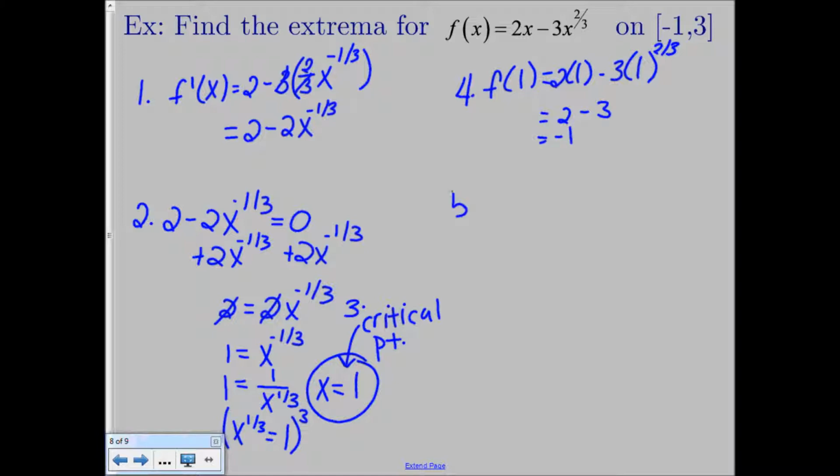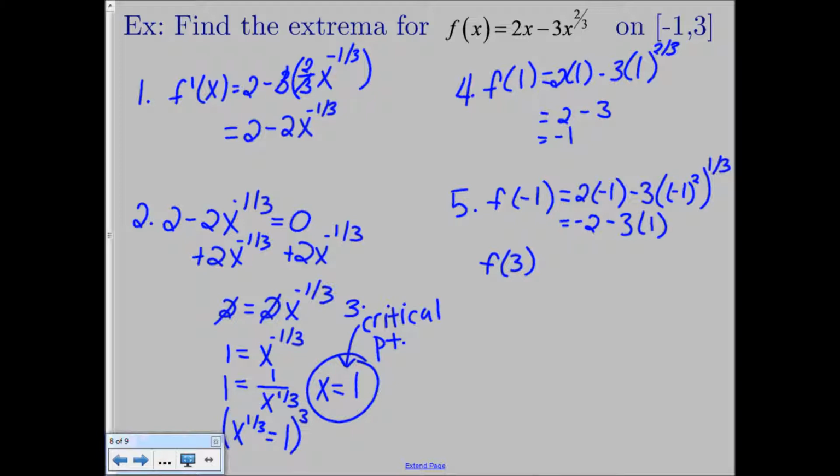So then all we have to do in order to find our absolute extrema is find the y values of our endpoints. So we need to find f of -1 and f of 3. If we plug in -1, we're going to get 2 times -1 minus 3 times -1 to the 2/3, which is going to be -1 squared raised to the 1/3 power, which is just going to be -2 minus 3 times the cube root of +1, which is 1, which is going to give us a -5.